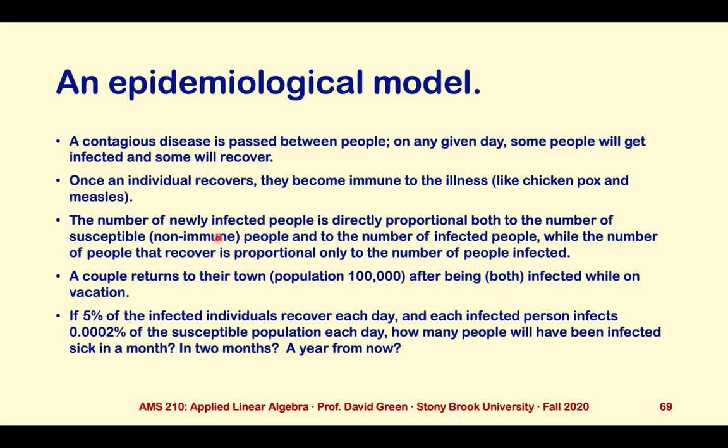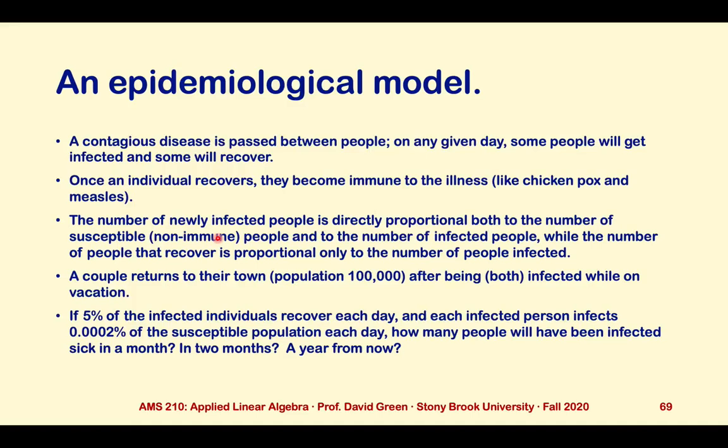And the model that we're going to be developing is going to be thinking about the number of newly infected people being directly proportional both to the number of susceptible people, that is, people who aren't immune, and to the number of infected people. Right? That is, twice as many infected people leads to twice as high a chance of more people becoming infected. But also there's an influence of how many people could be infected. If you have half as many susceptible individuals, half as many people will become newly infected.